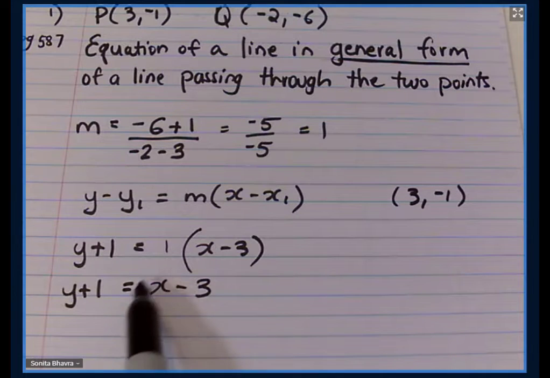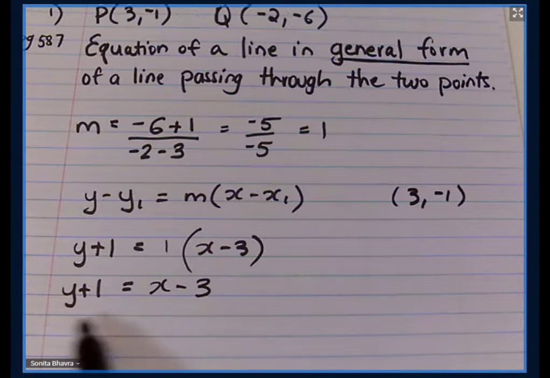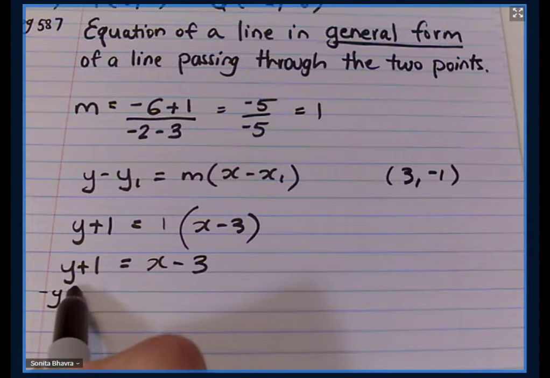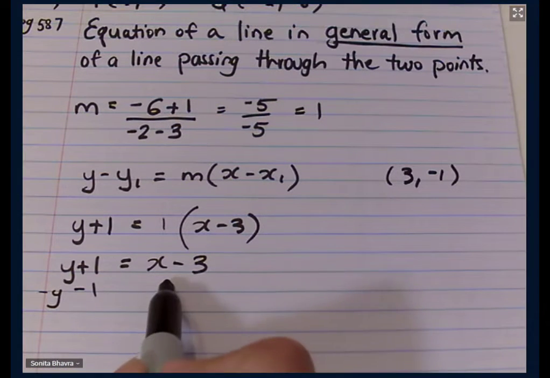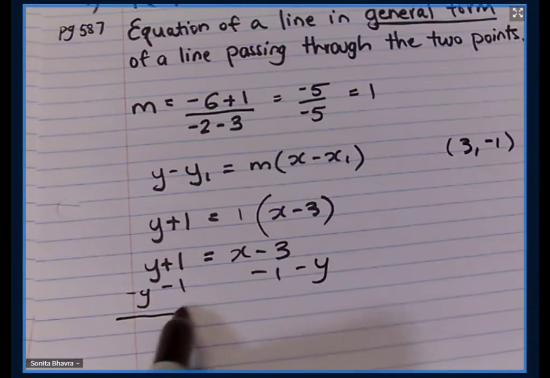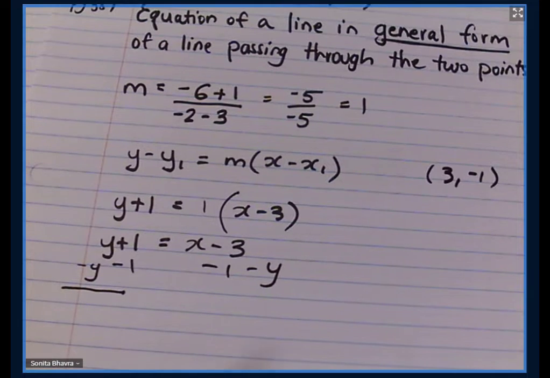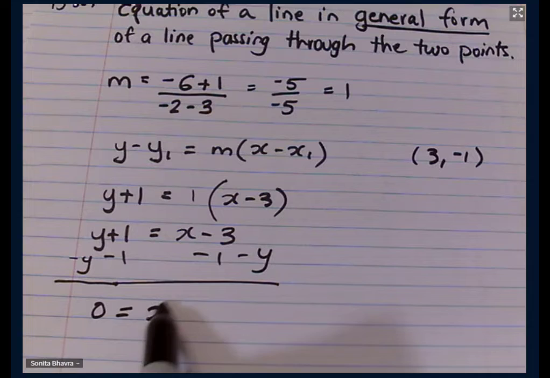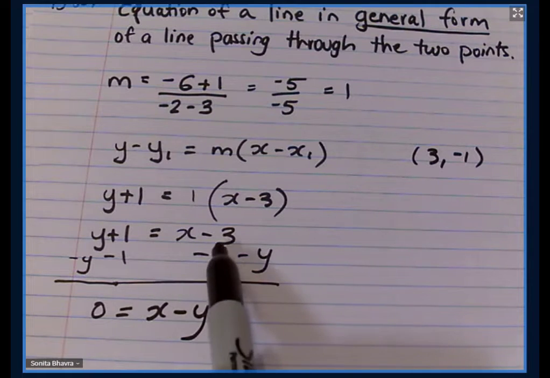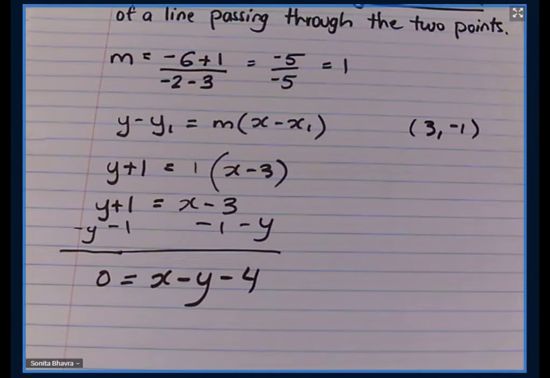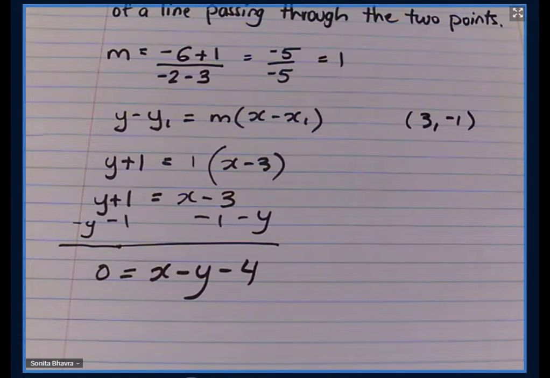And x is already positive on the right-hand side, so let's move the y plus 1 over to the right-hand side. So we're going to subtract the y, and we're going to subtract the 1, to make our equation equal to 0. We end up with x minus y. Negative 3 minus 1 gives me negative 4. So there we go. Our equation is in general form.